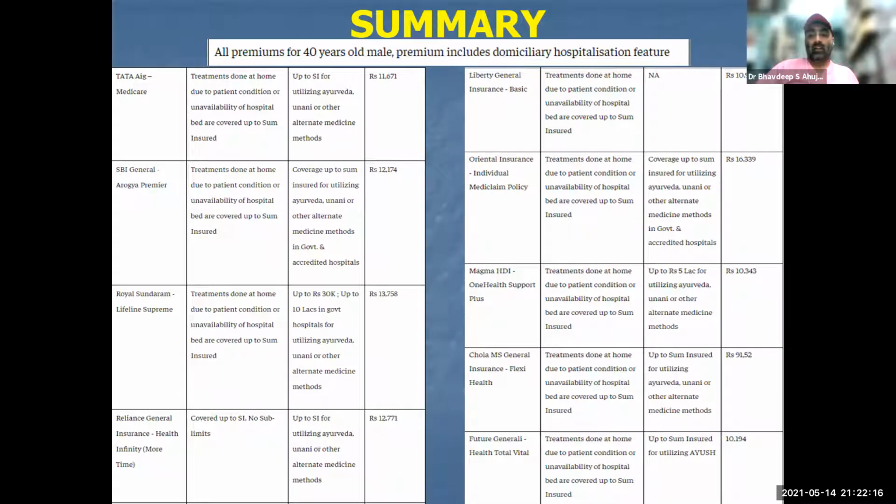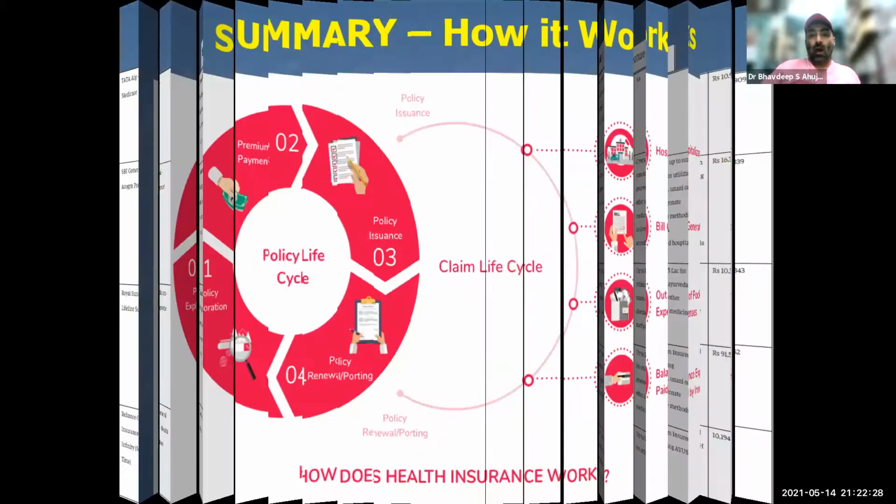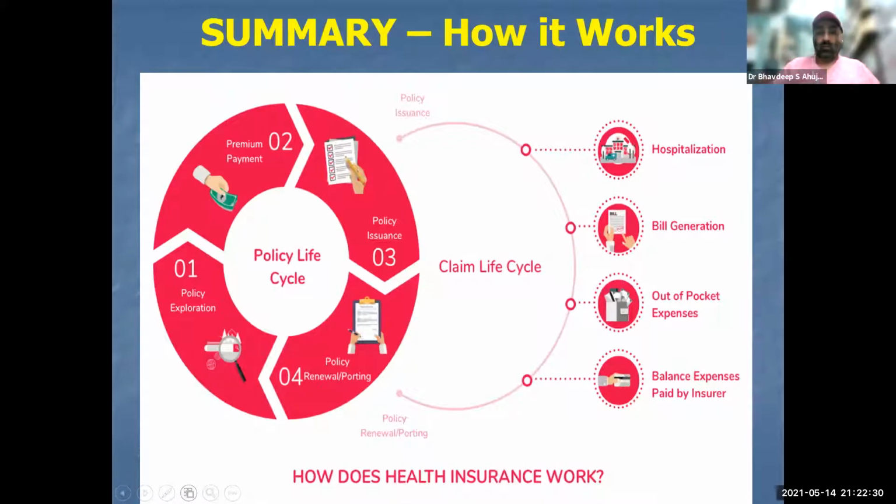So Oriental Insurance, Magma, HDI, Cholamandalam, Future Generali, all that data I've given you. You can freeze these slides and get a hang of what you want to see in these policies for you. So how does a health insurance policy work?